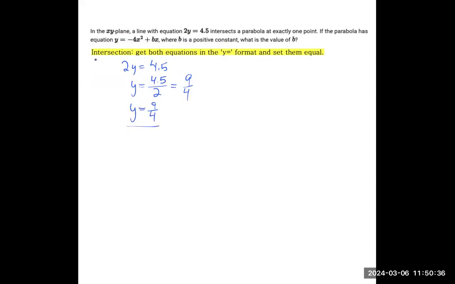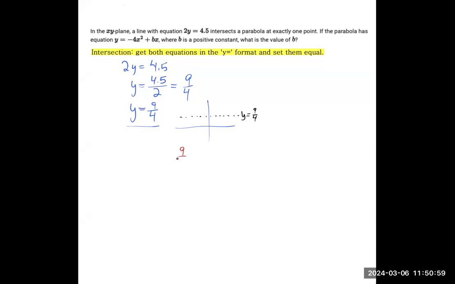It doesn't have an x, so that actually means it'll be a horizontal line. It'll be the collection of all the points with a y value of 9 over 4. Just to get a little mental image of what that looks like. For the next equation, that one's already in the y equals format, so we're already ready to set them equal.